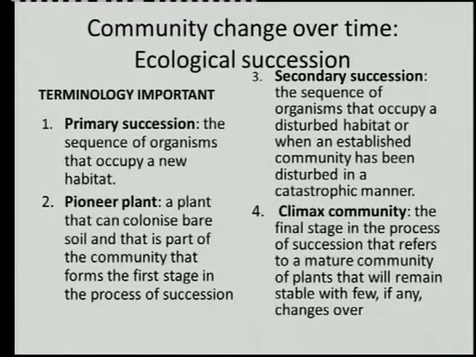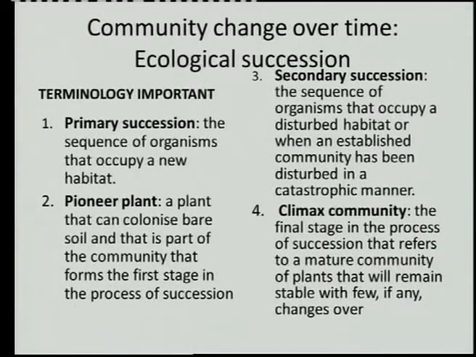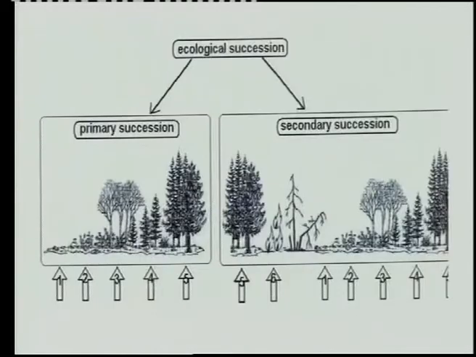Secondary succession, there you can see it's a sequence in a disturbed habitat, which means there could have been a fire, but it was an established community before it was disturbed, and then it can be regrowth of plants. So that is secondary succession, until a climax community, the final stage, has been reached. This is a very simple diagram, but there you can see the differences between primary and secondary succession.